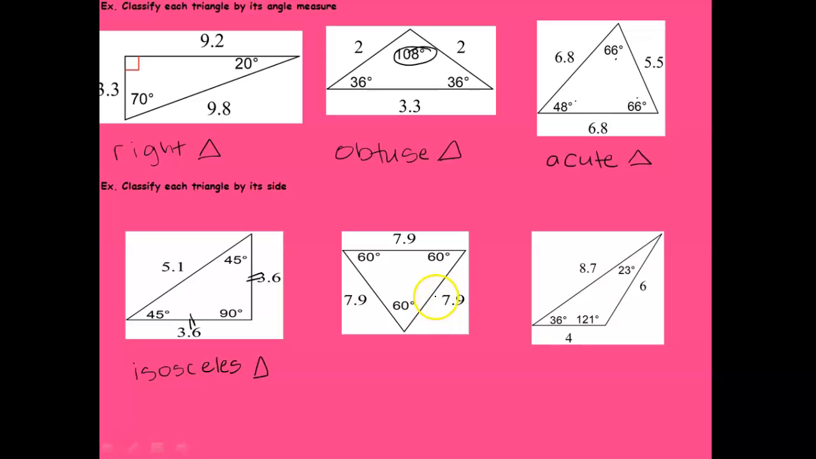All right, here, all three sides are 7.9. So all three sides are congruent. So it is an equilateral triangle. Equilateral triangle. Be sure to pause if y'all need to. Pause and try to answer them on your own. All right, last, you have a triangle. One side is 4, one side is 6, and the other side is 8.7. So none of the sides are congruent. Therefore, you have a scalene triangle.